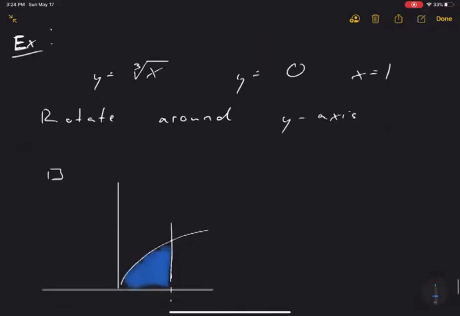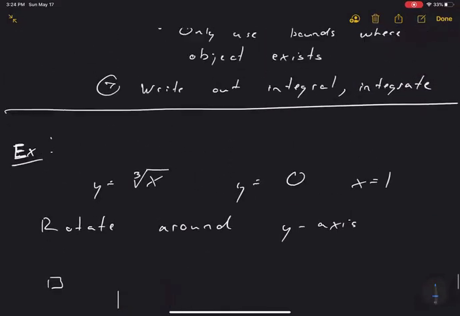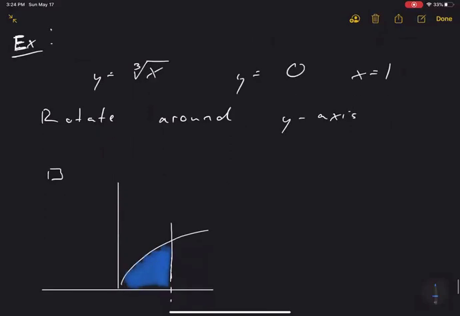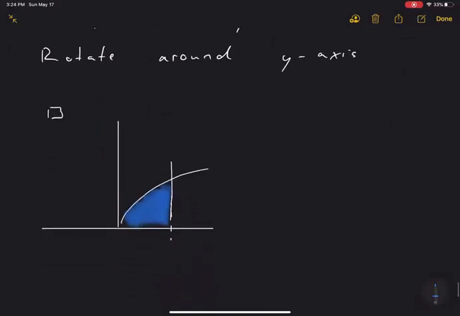So now let's try to apply these steps to this problem. This is number 3 in the textbook, I believe. Let's start with the 2D region enclosed by y equals the cube root of x, y equals 0, and x equals 1. Let's take that 2D region and rotate it around the y-axis. So let's go through our steps. Step 1, drawing our 2D region. I've done that here.